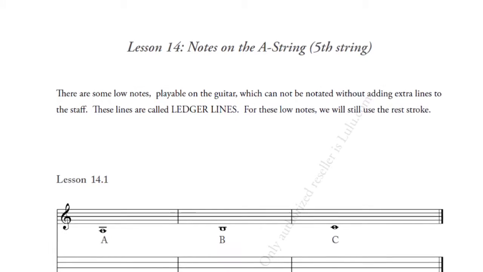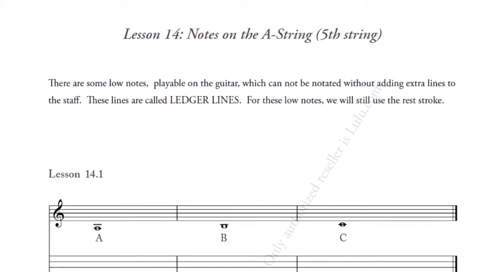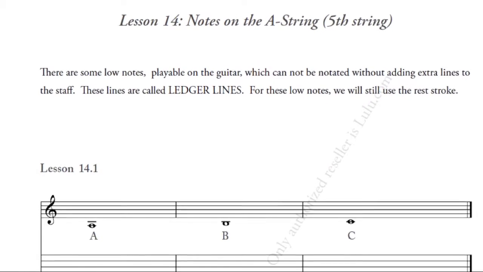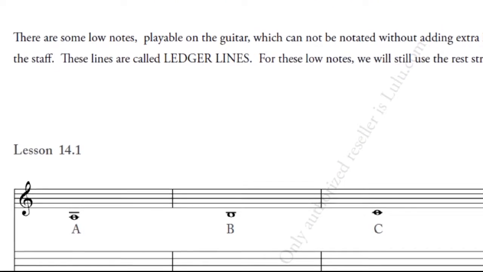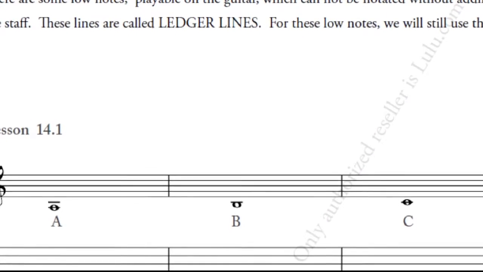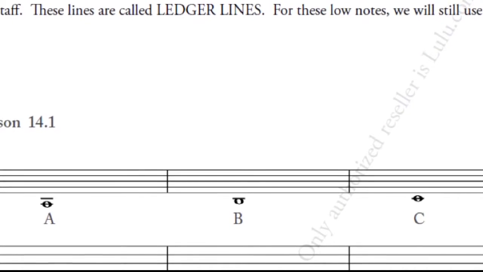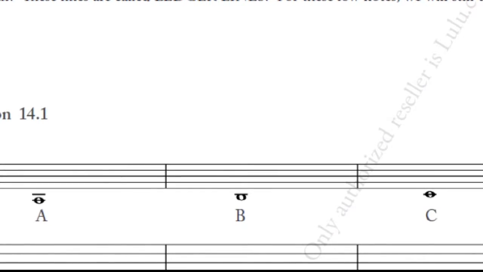Okay, this is our last lesson on notes on the open strings in the first position, notes on the A string and the E string. To learn these notes, we first have to understand a new thing called ledger lines. Ledger lines are just extra lines that we add above or below the staff to play notes that are outside of the notes on the staff.